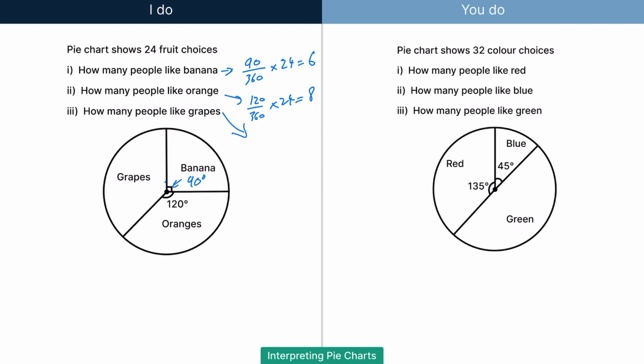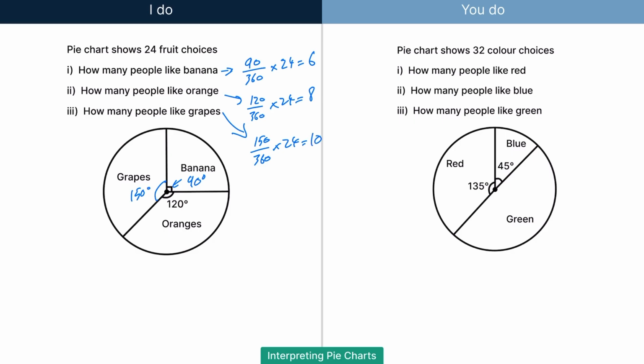Now with grapes, you don't know what this angle is, right? But we do know that angles in a circle add up to 360. So if you did 360, take away 120 and 90, you would get 150. So this is 150. And again, we can write this as a fraction. So as a fraction, that's 150 out of 360 times that by 24. And that gives us an answer of 10.